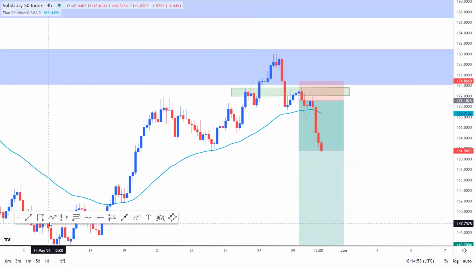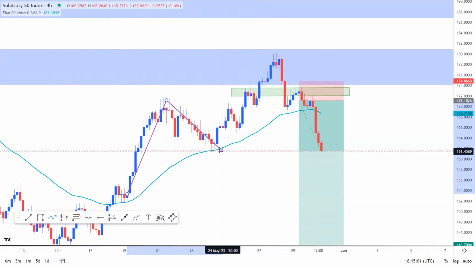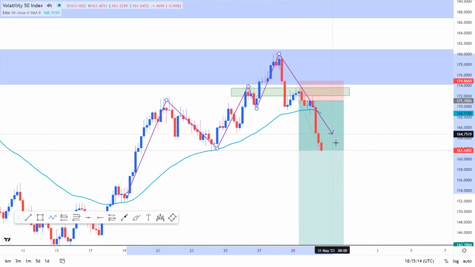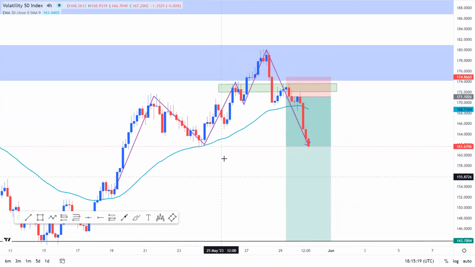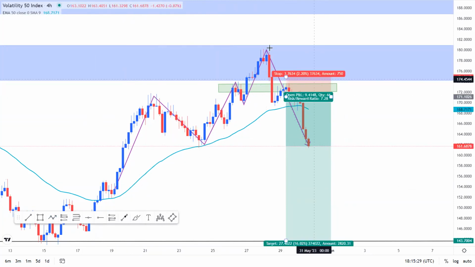So clearly, on the 4-hourly time frame, we had seen price make the low right here. And then we had this being the highest point. And now we're seeing price shift the market structure on the 4-hourly time frame from bullish to bearish. So again, we're very clearly bearish on the 4-hourly time frame.